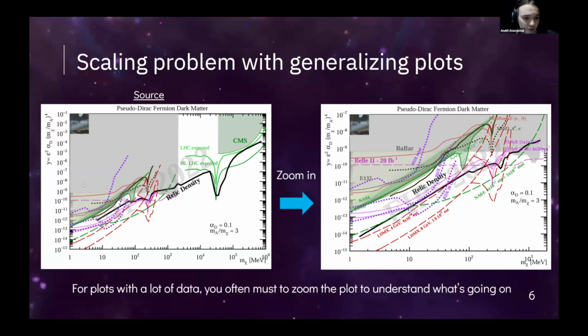You don't need to think about it very much, but you can see that in this low mass region, there are a lot of different lines and curves that are actually very hard to understand. Because of this, the authors of this paper even zoom in to try to explain what is going on in this particular region. It's kind of like making another plot to explain one plot. This is the problem you have because you work with static plots, and we want to work on this problem.